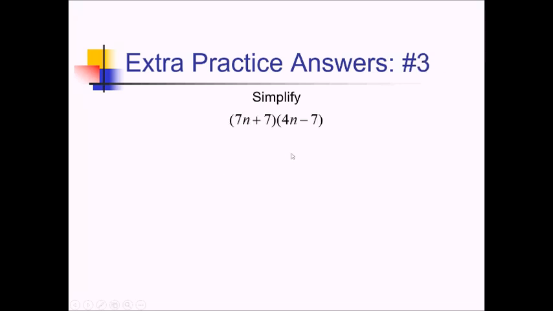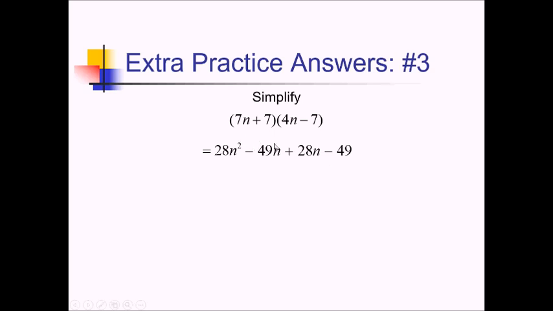To simplify these, we have to multiply the parentheses together. 7n and 7 both have to be distributed to 4n and negative 7. So we have 7n times 4n. That's going to be 28n squared. Now 7n times negative 7 gives us negative 49n. 7 times 4n is 28n. And then finally, 7 times negative 7 is negative 49.